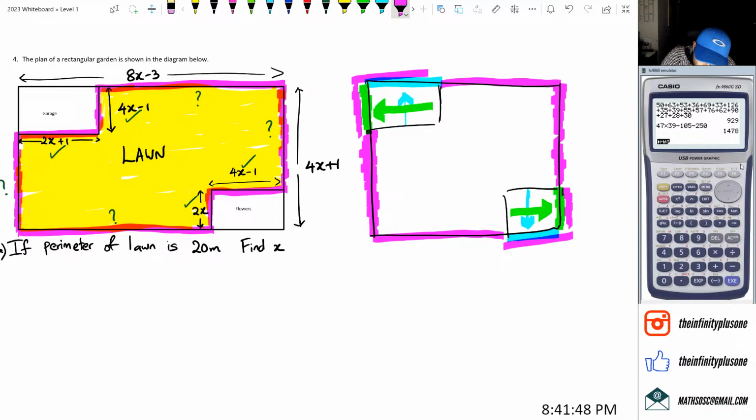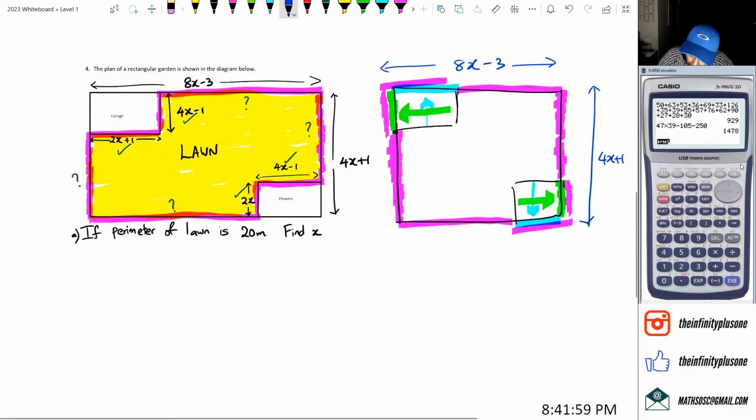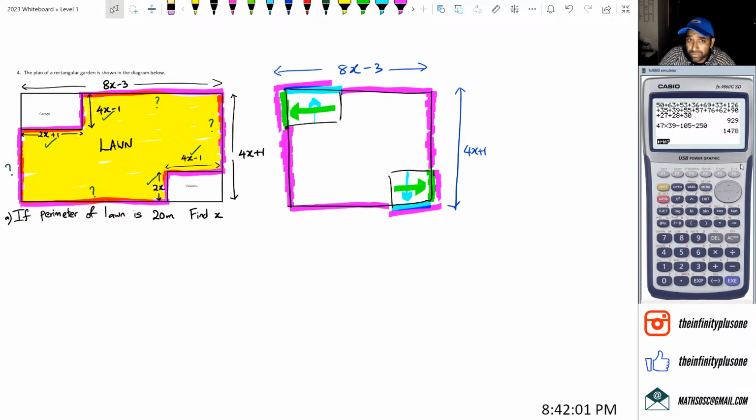And because I know the measurement of the rectangle, because the rectangle's 8x minus 3 from there to there, and from there to there is 4x plus 1. And if you look at the perimeter of this rectangle, you've actually got 2 times 8x minus 3 plus 2 times 4x plus 1, and all of that is equal to 20 meters.